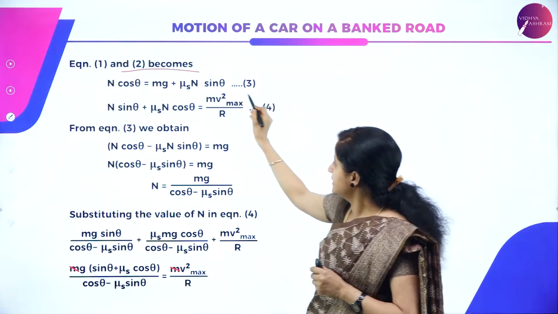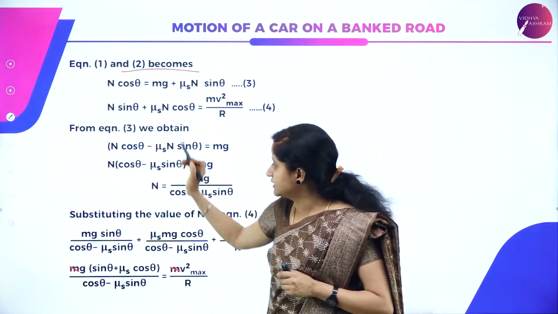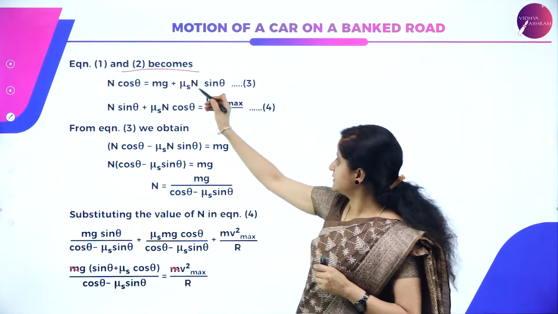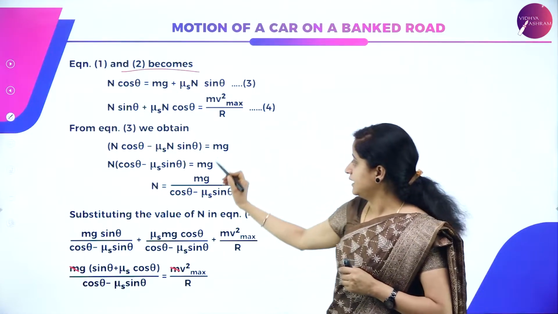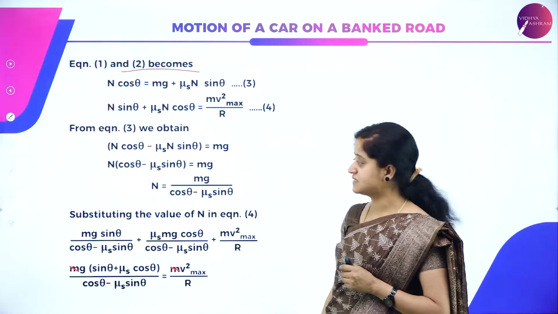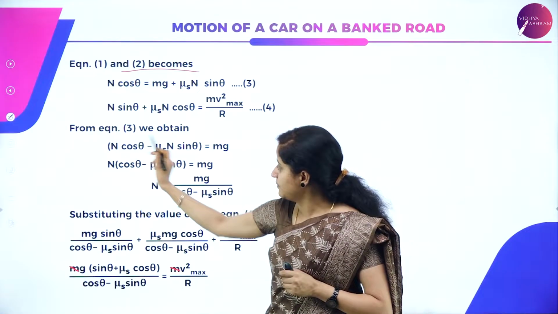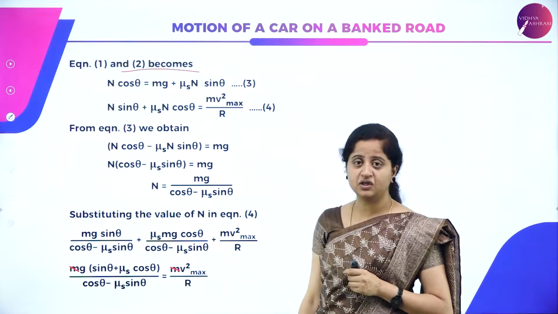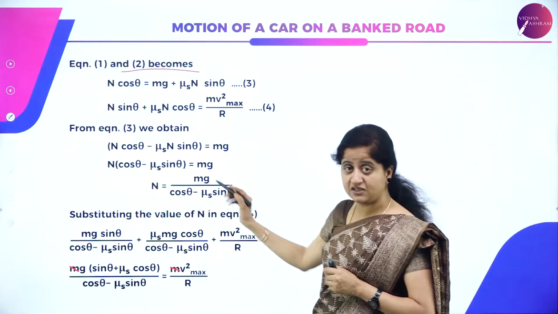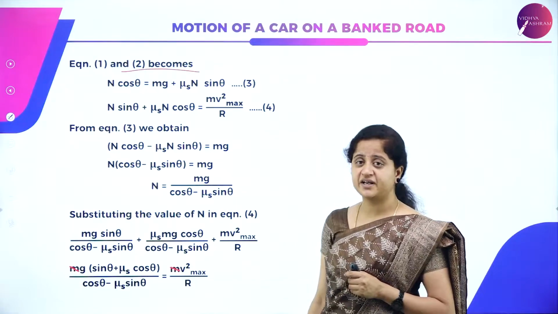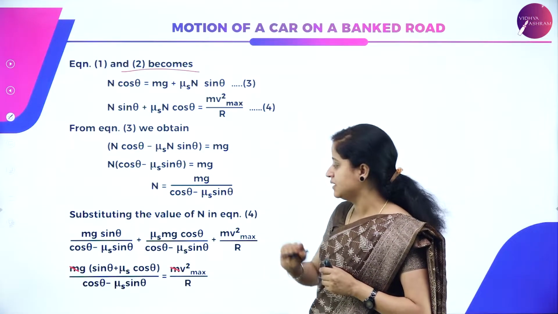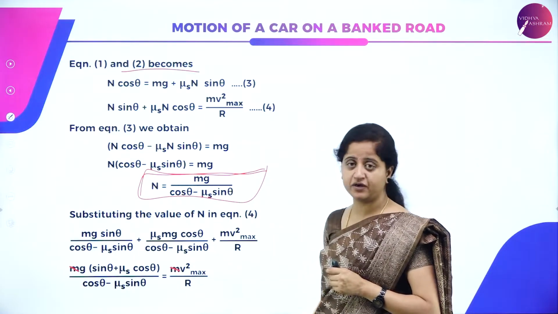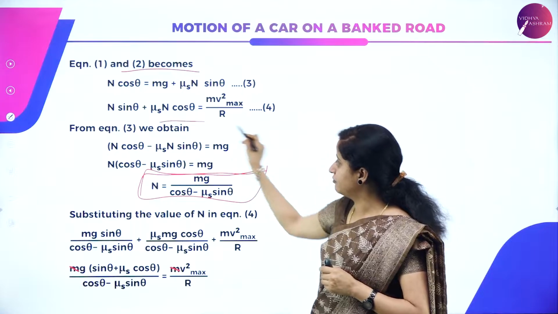Now consider equation 3. From equation 3, transposing to the other side, we get N cos theta minus mu s N sin theta, which is equal to mg. Take N common from these two expressions, we get N times cos theta minus mu s sin theta, which is equal to mg. Now bringing this term to the denominator, N is equal to mg divided by cos theta minus mu s into sin theta.